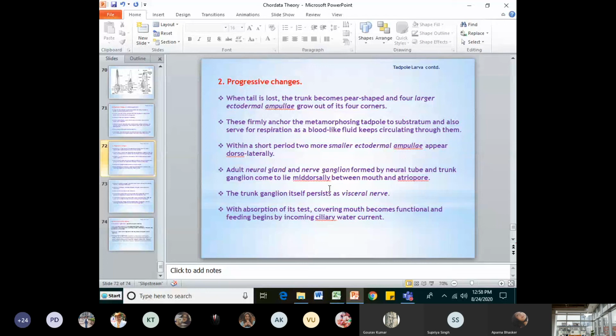The trunk ganglion itself persists as the visceral nerve in the adult as well, and with absorption of its test covering, the mouth becomes functional, and feeding begins by incoming ciliary water current. So this is how the free-swimming larva becomes a stationary fixed adult urochordate, in which the atriopore opens, the branchial aperture opens, and the mouth opens to the exterior because the covering which covered these openings is lost now.